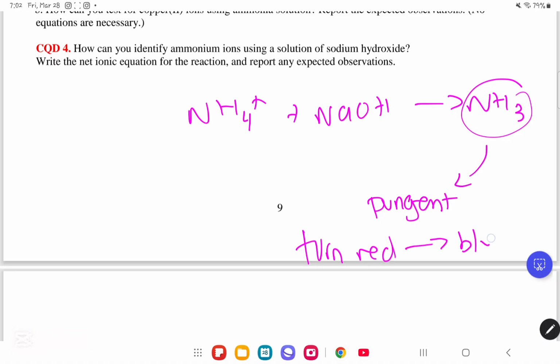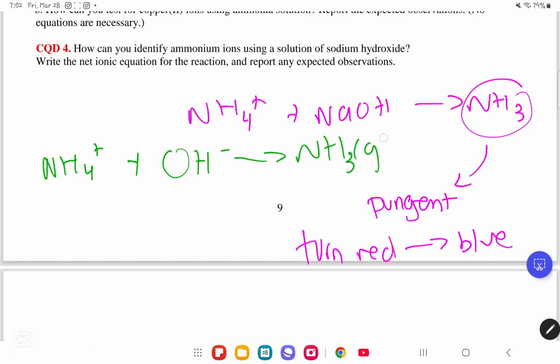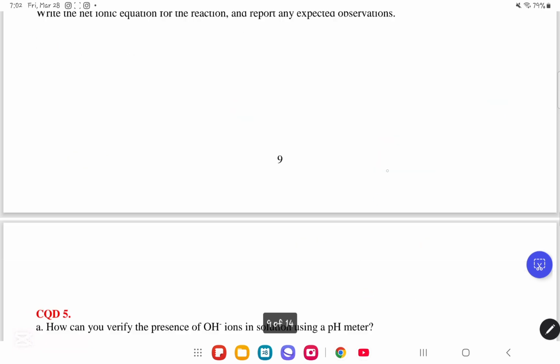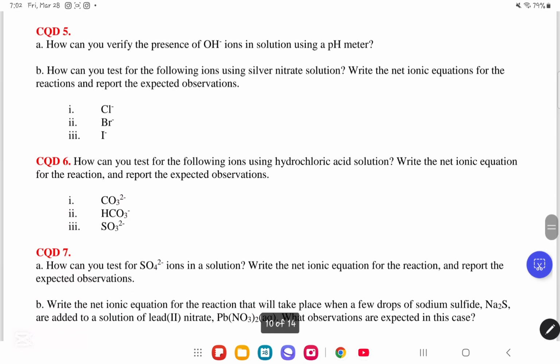paper blue. Now, if they want the ionic equation, it's going to be like this: NH4+ plus OH-. Always remember the positive will react with the negative to produce NH3 gas plus H2O liquid. That is it for CQD number 4. We now move on to CQD number 5.